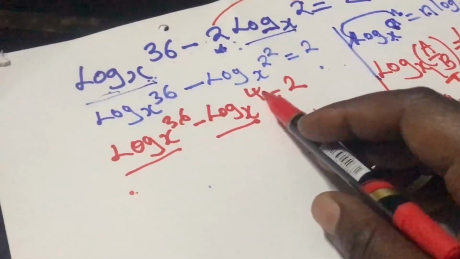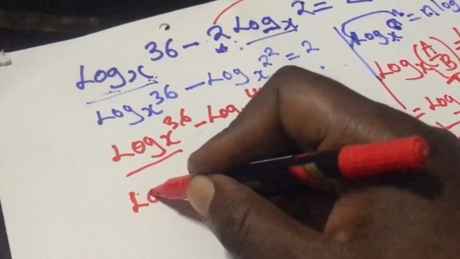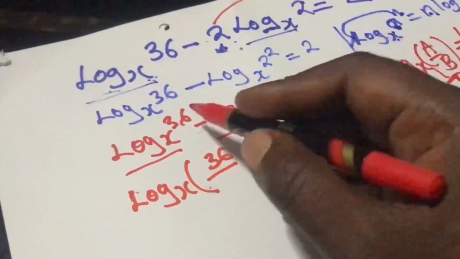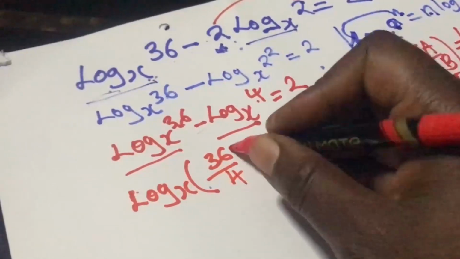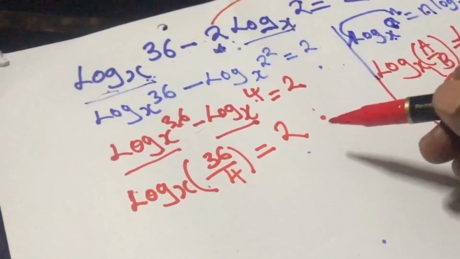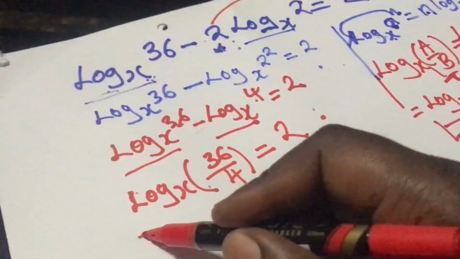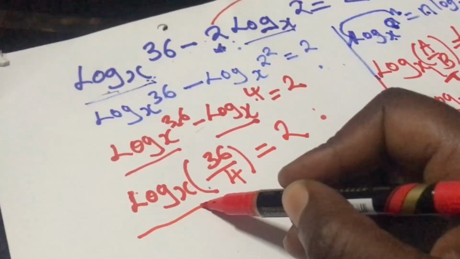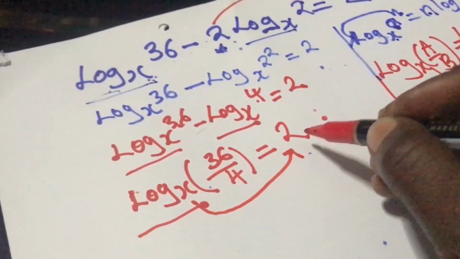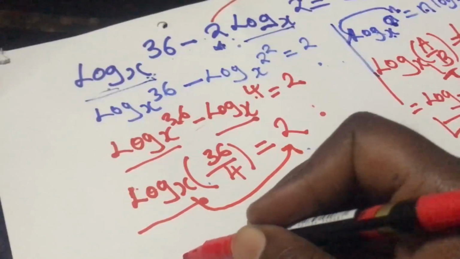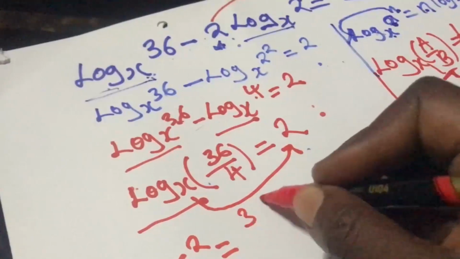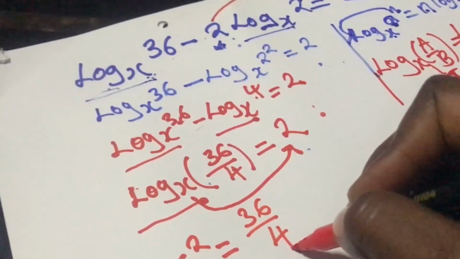So since here we have a subtraction, we'll go ahead and rewrite this into log x of 36 over 4 is equal to 2. So now how do we get rid of the log? We need to get rid of this for us to solve this. The way you get rid of this is this x will come and push that number. So we are going to have x squared is equal to 36 over 4, isn't it?